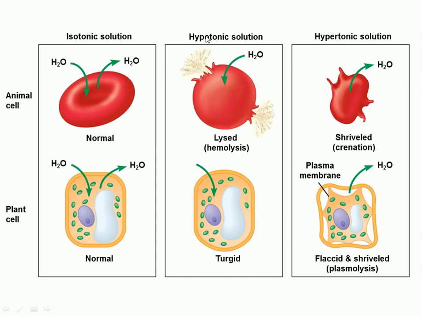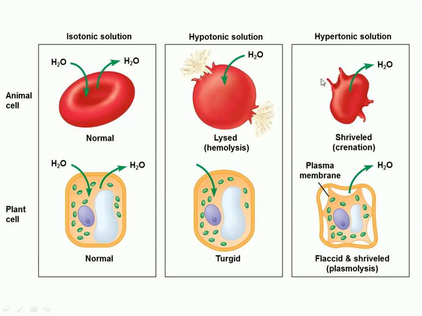However, in a hypotonic solution, which means the solution outside is more diluted and has a lot of water compared to the cell concentration, water molecules will move from the hypotonic solution in the surrounding into the cell, making the cell increase in size, and in the end, the red blood cell will burst. However, the plant cell will become turgid because they have a cell wall to protect them.